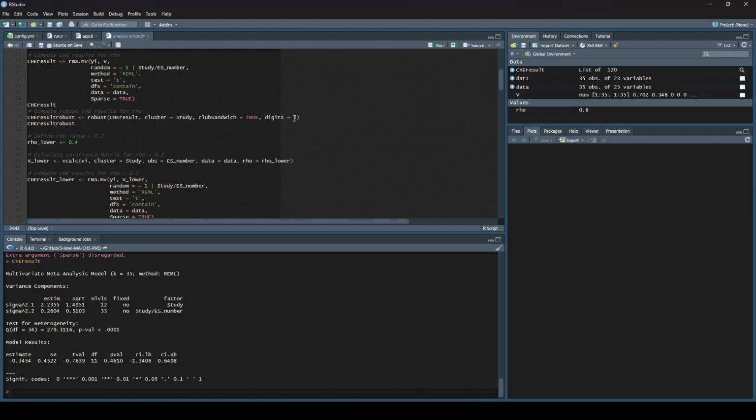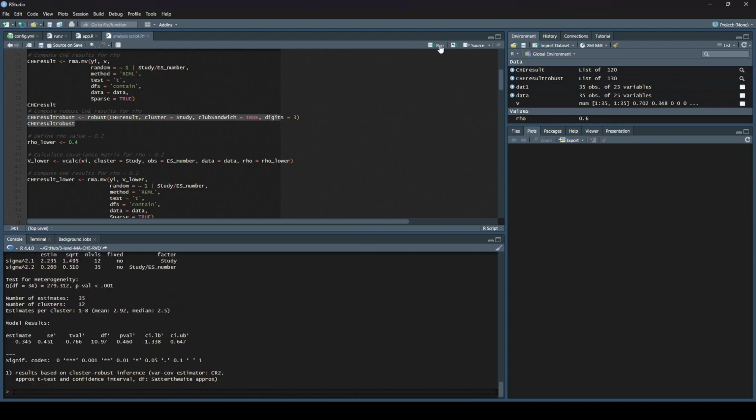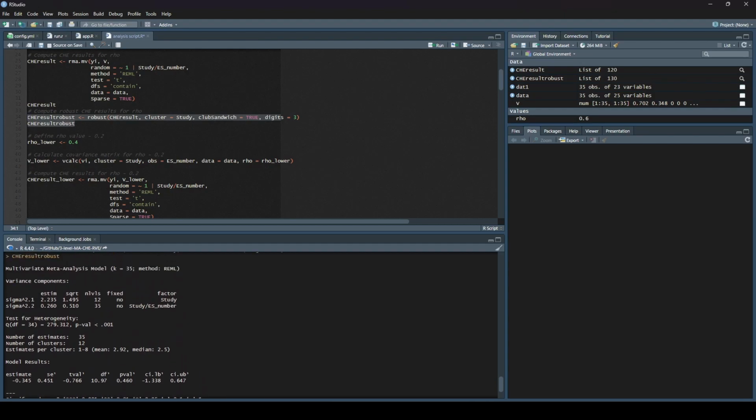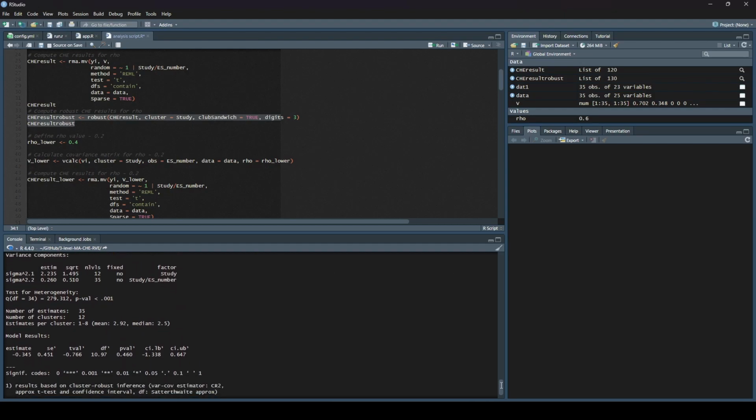And then for digits, I like to have 3, just because it helps me know. I just like 3 digits after a decimal point. I guess I don't really have a good explanation for why I like that. I just do. That's what I've always done. So I'm going to go ahead and highlight this, and I am going to run it, and we can see what we will get.